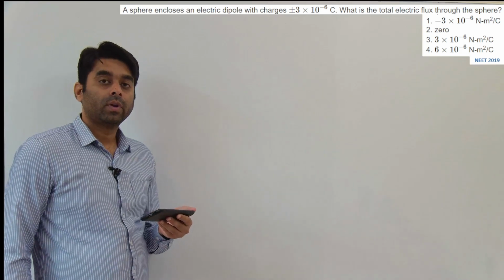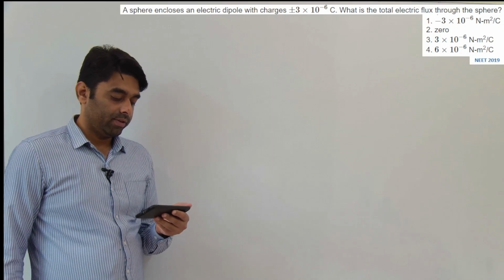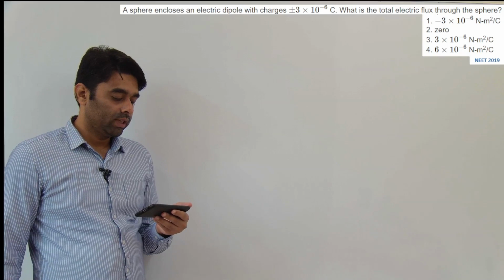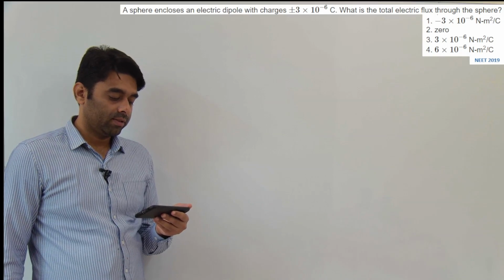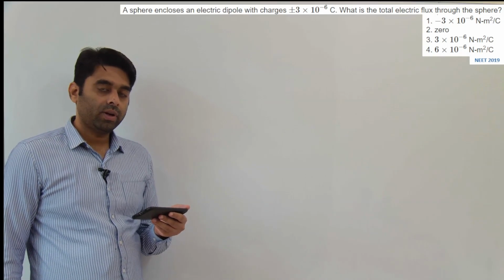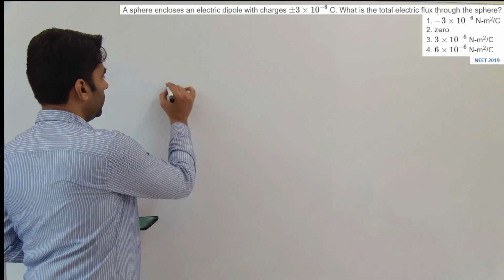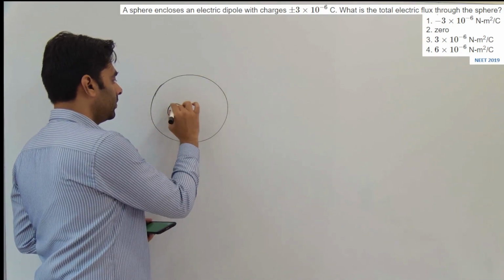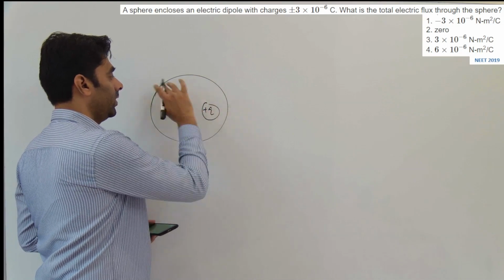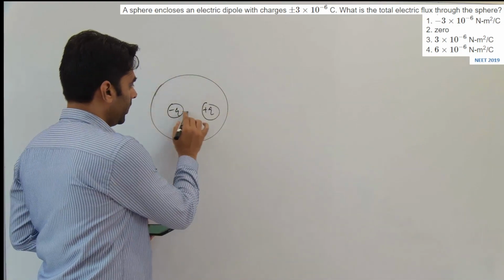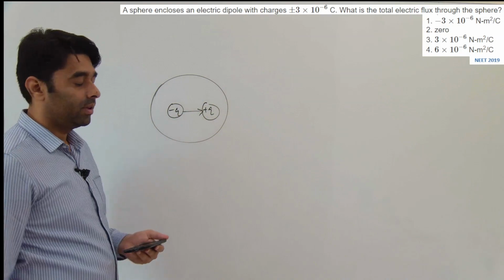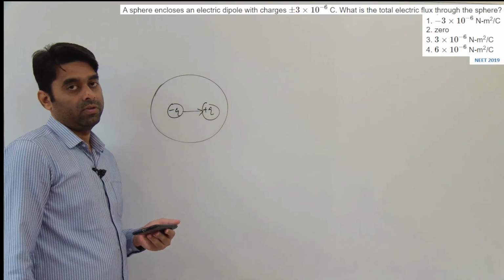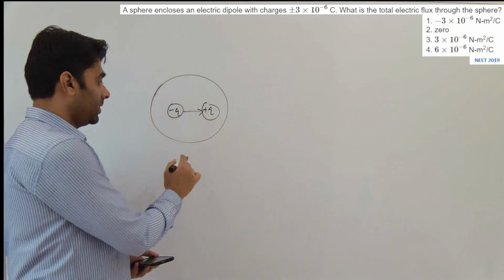So the next question says a sphere encloses an electric dipole with charges plus minus 3 into 10 power minus 6 coulomb. A sphere is there and a dipole is there, minus q and plus q. The sphere is enclosing a dipole, so you have it like this. Now they have given us the charge. They are asking us what is the total electric flux through the sphere. What is our electric flux?